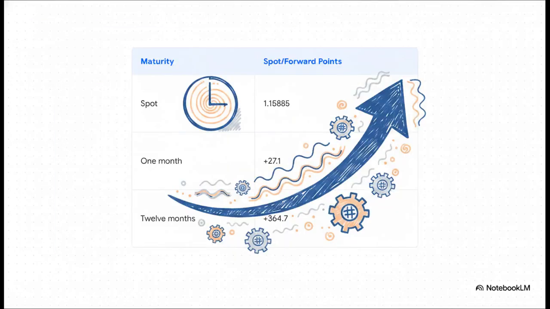Now, what's really interesting here is how the absolute number of forward points escalates across time. For the spot rate of 1.15885, the 1-month forward points are just positive 27.1, but look at the 12-month row. It jumps way up to positive 364.7. Because forward points are fundamentally driven by interest rates, the absolute number of points scales proportionally with the time horizon of the contract. It makes sense, right? More time means more accumulated interest, which means more forward points.